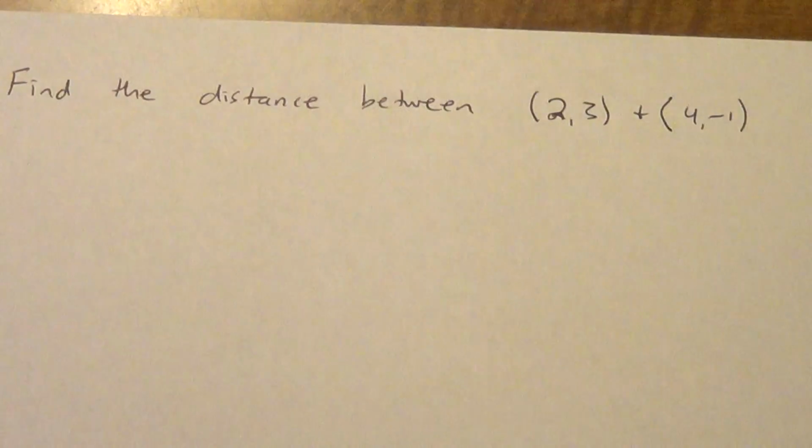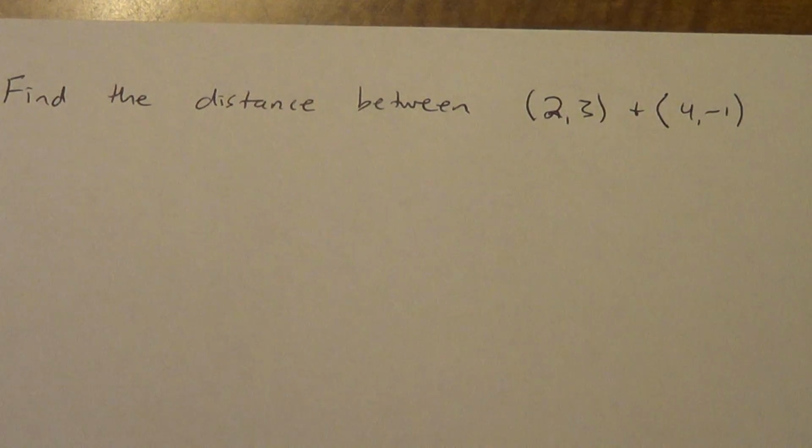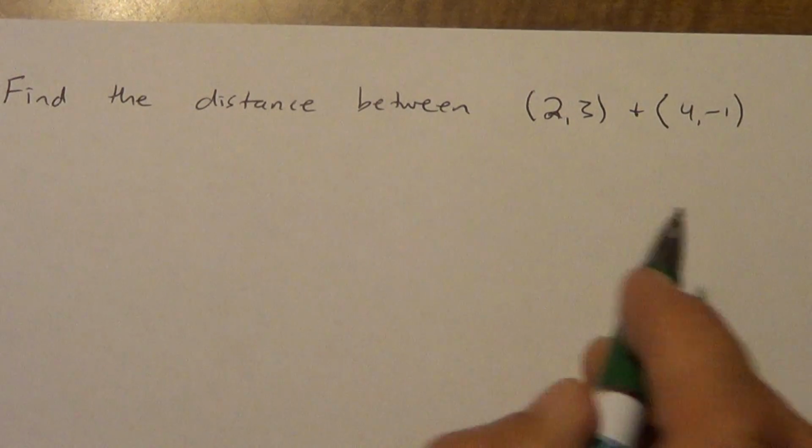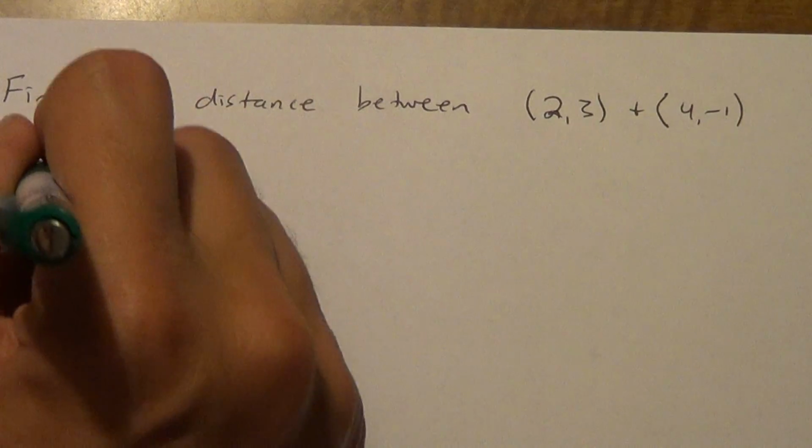So now let's look at an example with the distance formula. All right, can't seem to find my paper. Here we go, distance formula. Find the distance between these 2 points. Pause if you need to. Copy that down. We got the point 2, 3. We have the point 4, negative 1. All right, here we go. Big square root sign.